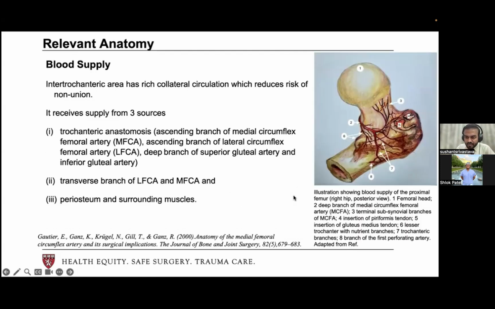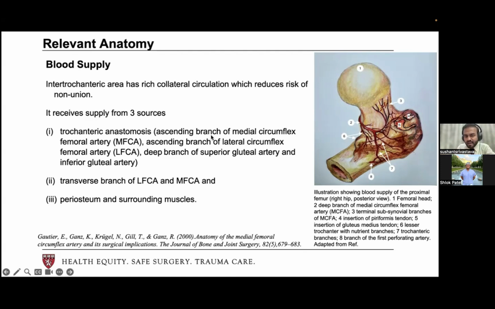Now, apart from the muscular anatomy, we come to the blood supply. The intertrochanteric area has a very rich collateral circulation. We are going to talk today about the malunion and non-union. So just to give you a caveat, non-unions in an intertrochanteric fracture are very rare and very little published because of this. That is, it has a rich collateral circulation, which reduces the risk of non-union.